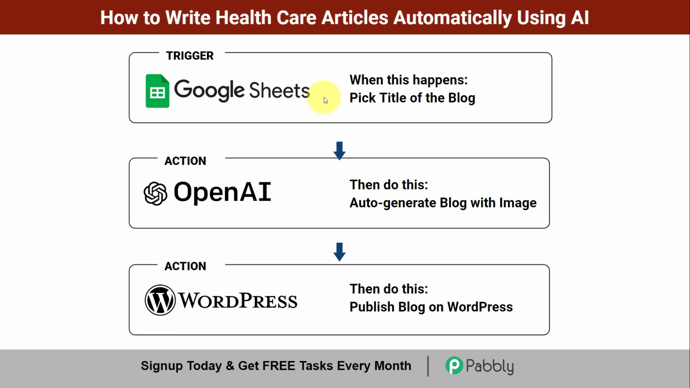Okay, so you just need to add your blog title into the spreadsheet, and the title will be picked up automatically. The blog will be generated along with the image, and it will even be published on the WordPress website automatically. You do not have to do anything. So if you also want to learn this process, come with me and I'll show you the whole process step by step, and I will even tell you about this OpenAI software. So come with me and let's start the process.